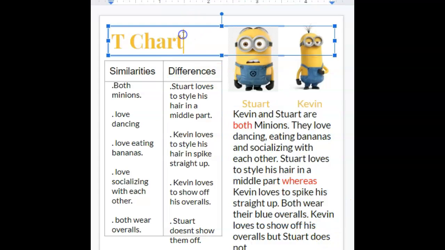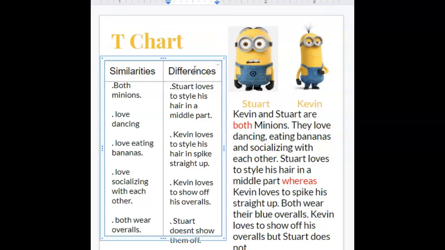Okay? So we can see in our T-chart, similarities and differences. From our text, we can see that they're both minions. They both love dancing. They both love eating bananas. They both love socializing with each other. And they both wear overalls.